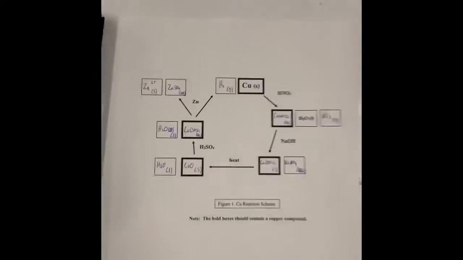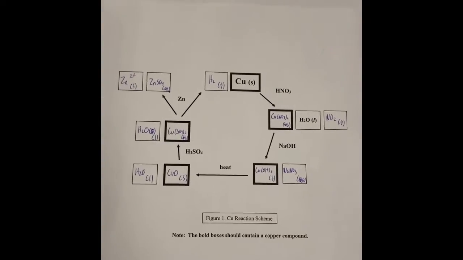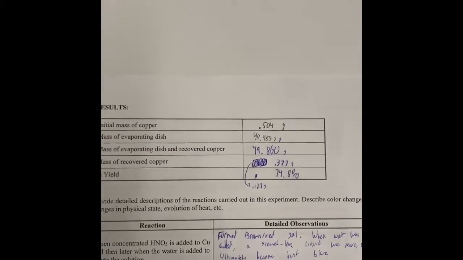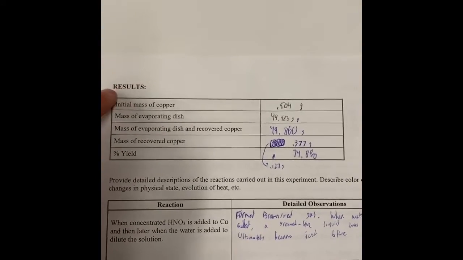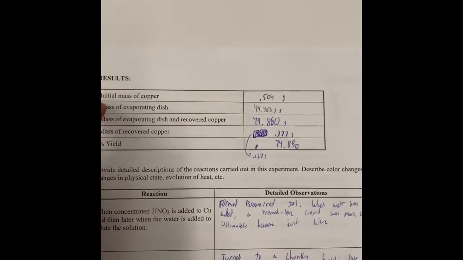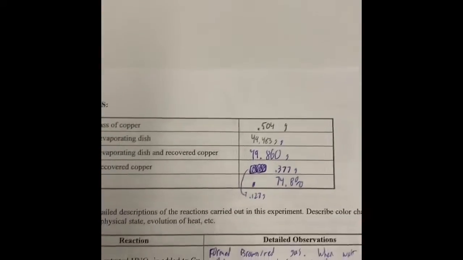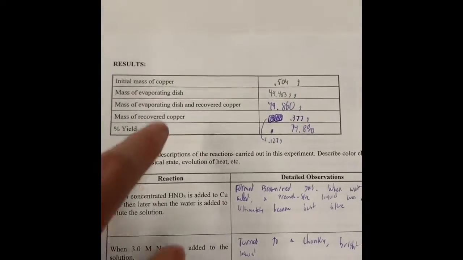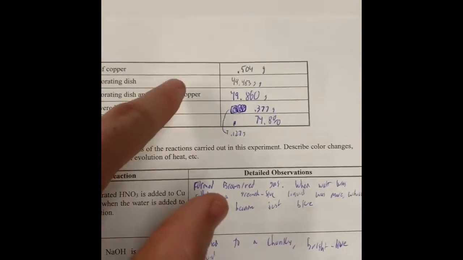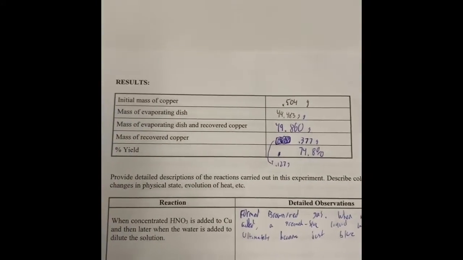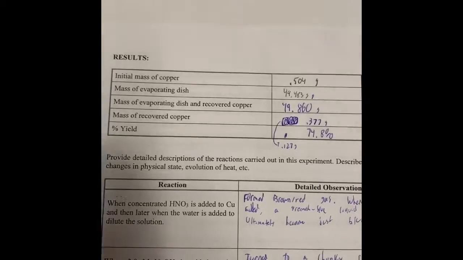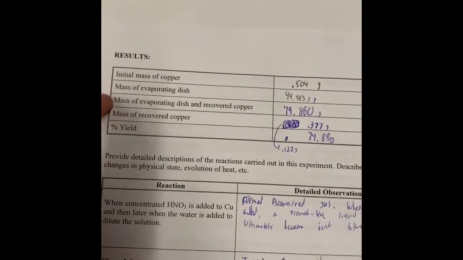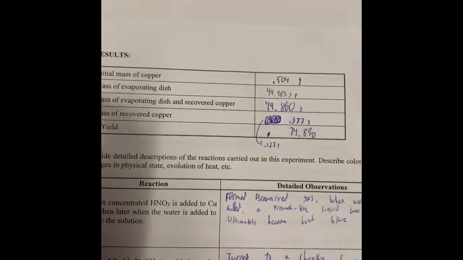Now that all the compounds have been put into their right spots, it's time to do calculations. Going to the table on page 12 of the lab manual, before the experiment was exercised, the initial mass of the copper and the initial mass of the evaporating dish were taken. When the experiment concluded, the mass of the evaporating dish with the recovered copper was taken. To find the amount of copper recovered in grams, the initial mass of the evaporating dish must be subtracted from the final mass of the evaporating dish.